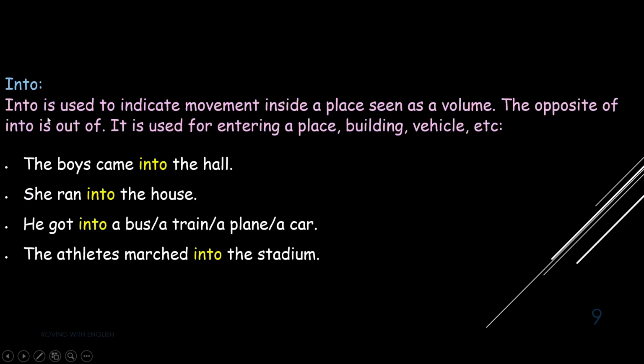Next is into. Into is used to indicate movement inside a place seen as a volume. The opposite of into is out of. It is used for entering a place, building, vehicle, etc. Like, the boys came into the hall. She ran into the house. He got into a bus, a train, a plane, or a car. The athletes marched into the stadium.